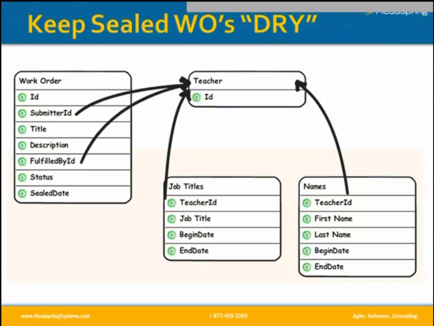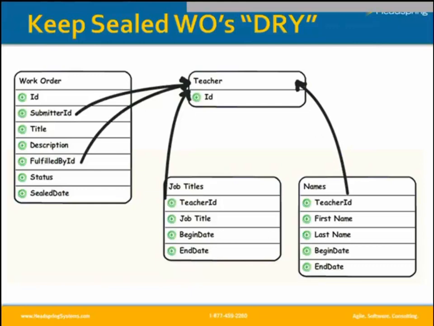And having teacher have a names one-to-many table, that may seem a little bit extreme, but I want to get your attention because I think job titles and names, they're the same type of thing where you have multiple job titles with dates and now. But if we normalize to this level, we would then be forced to take the seal date or some sort of date and compare the dates of the job titles table and then find out what was the teacher's job title at the time that the work order was sealed, okay, in order to fulfill that business rule.